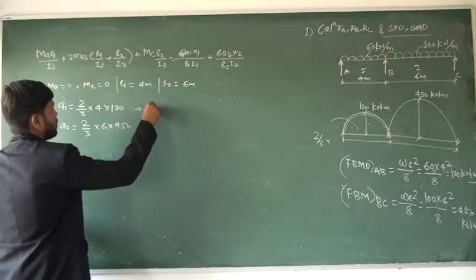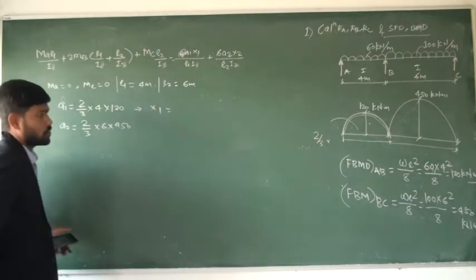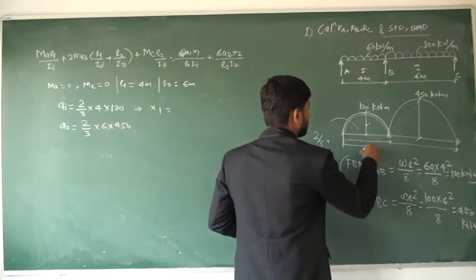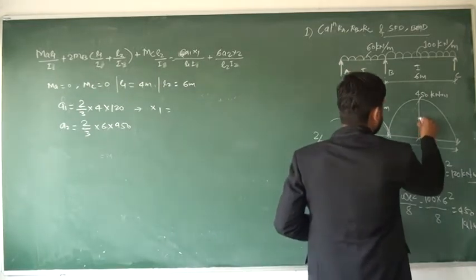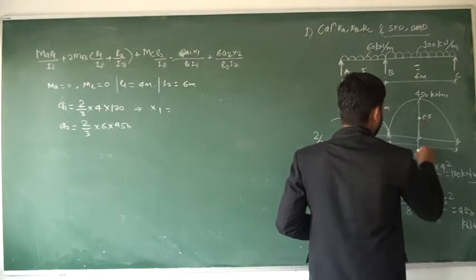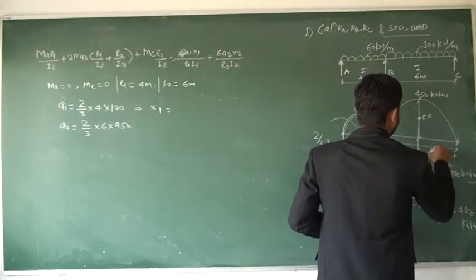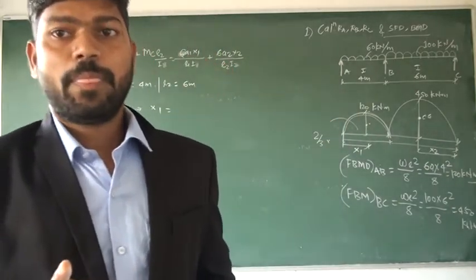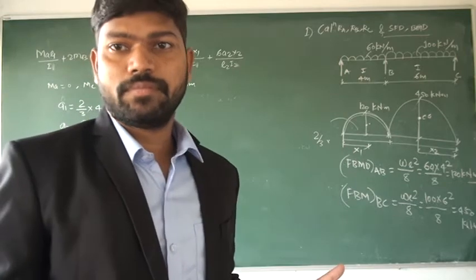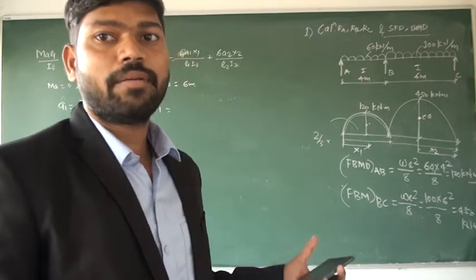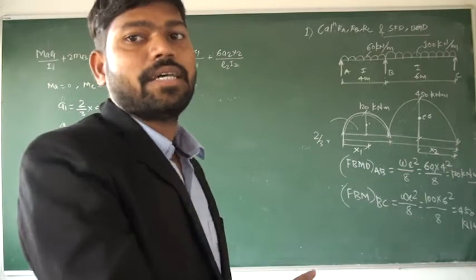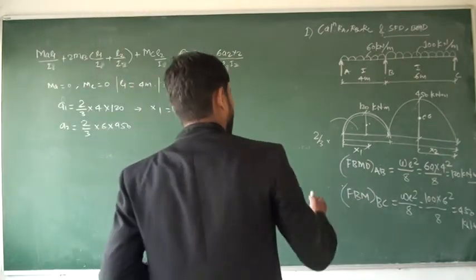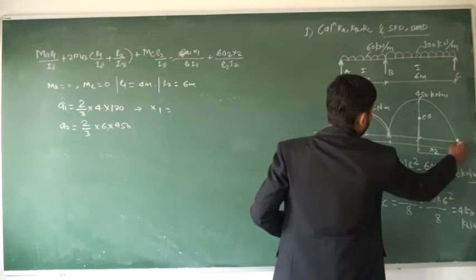Okay, now what is X1? X1 is the CG of this diagram from A, and X2 is the CG of this diagram from C. See, yesterday I have told you, CG of the left side span bending moment diagram will be calculated from the left support, and for the right side span you have to calculate the CG from the right support. Okay, so X1 is from this and X2 will be from this point.